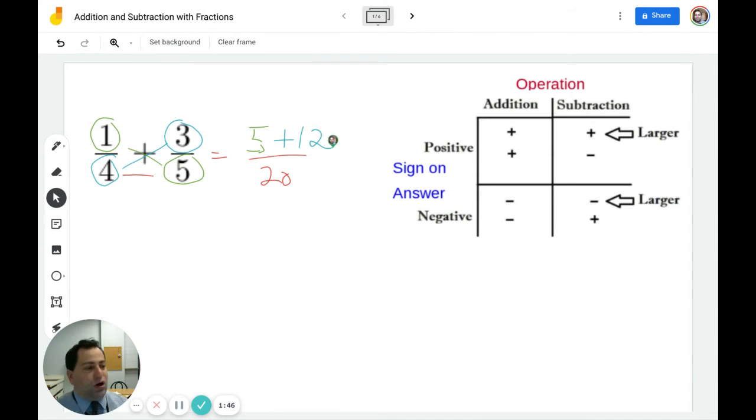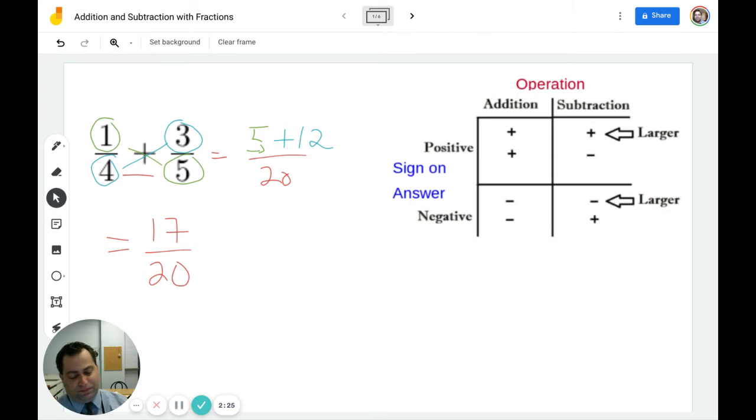You'll find that when we're working with negatives, that'll be a negative sign there, but a plus sign for a positive number is fine. Now we're going to do the operation. So here we have 5 plus 12. Well, 5 plus 2 is 7, so this would make it 17 in the top, 20 in the bottom. 17 and 20 isn't able to be simplified. So the final answer is 17 over 20. So 1/4 plus 3/5 is 17 over 20.